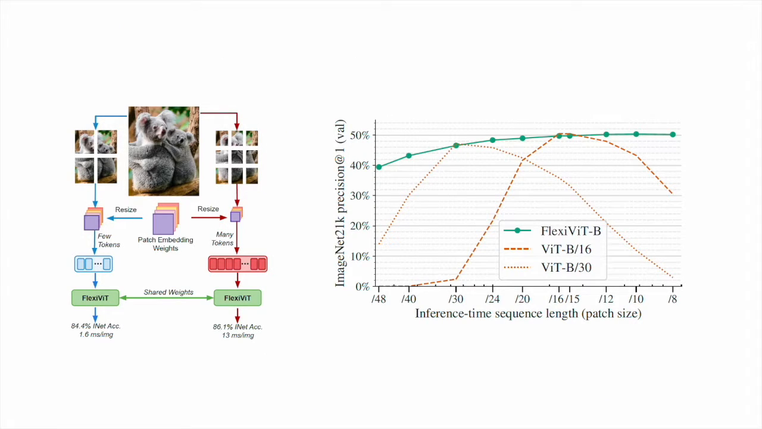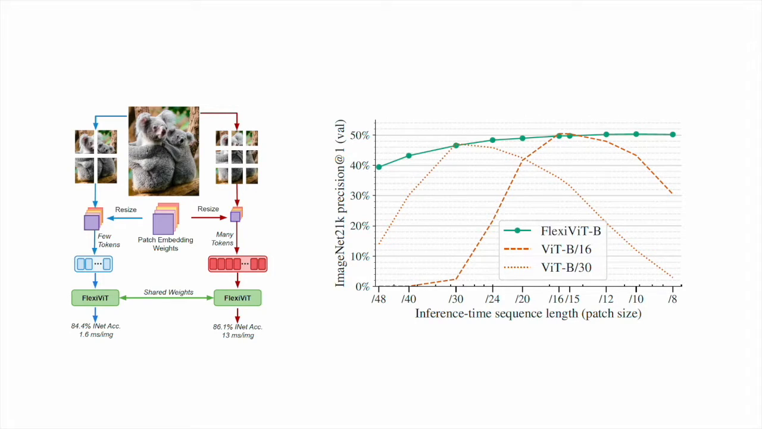We can understand more about how FlexiViT works if we look at the overview figure on the left. The same image can be sliced into a different number of patches. And in both cases, the patch embedding weights are resized on the fly to match the patch size. The resulting image tokens are then fed into a model that shares the weights for all patch sizes.